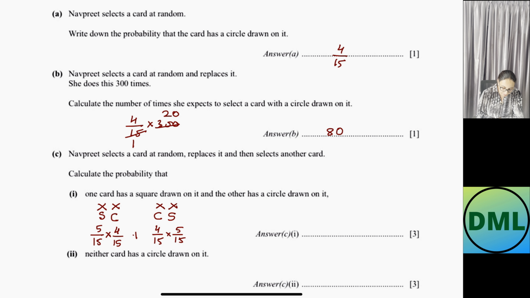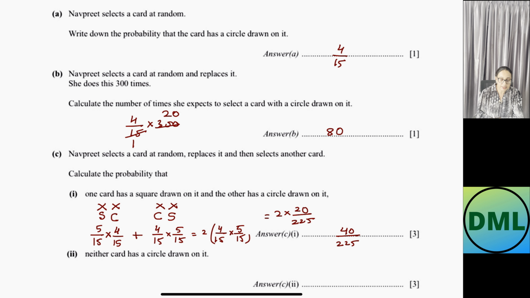I need to add both the probabilities because I have done it separately. This will be written as 2 times 4 over 15 times 5 over 15. This will be written as 2 times 5 times 4 is 20 over 15 times 15 is 225. My probability is written as 40 over 225. That is the probability. Let's solve the next question here.